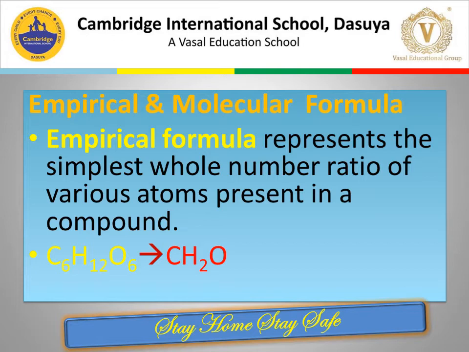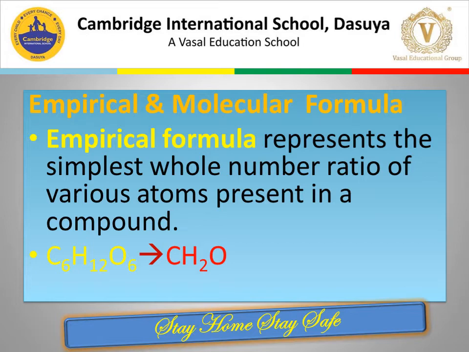Now let us try to understand the empirical and molecular formula. After that, we have understood what is the mass percentage of an element. In fact, the mass percentage of an element can be used to find out the empirical and molecular formula. First, let us discuss what is empirical formula. In fact, empirical formula represents the simple whole number ratio of the various atoms present in a compound.